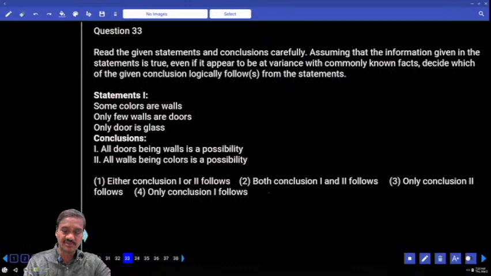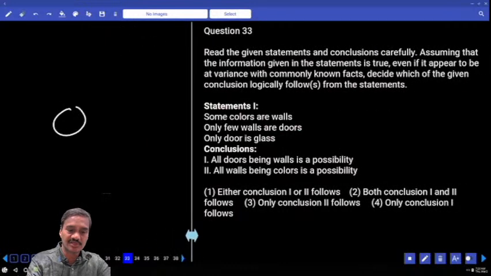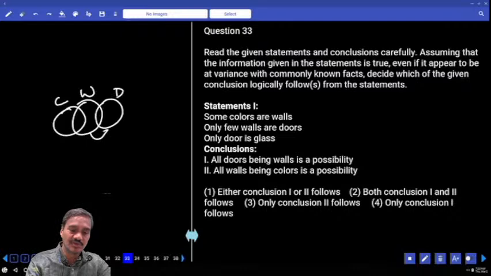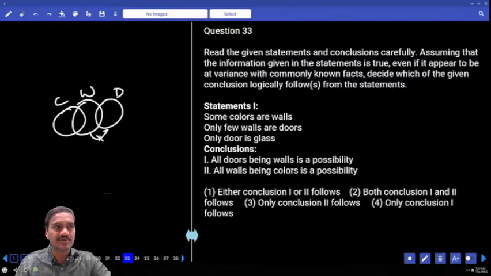Then 33, some colors are walls. Some of the colors or walls can be written like this, color and a wall. And only a few walls are doors. Only some of the walls are doors, but not all. That means all walls cannot be a part of door, whereas all doors can be a part of these walls.